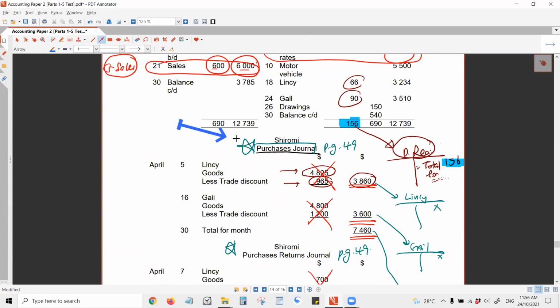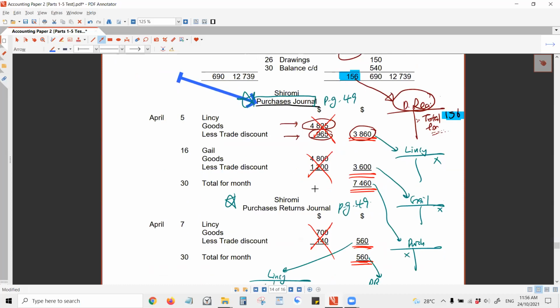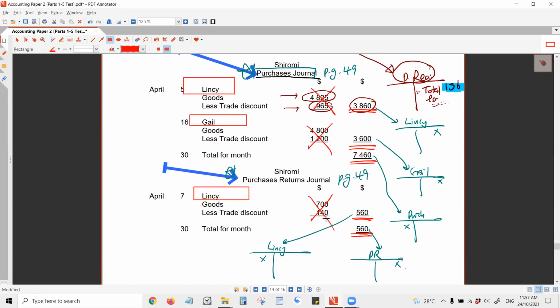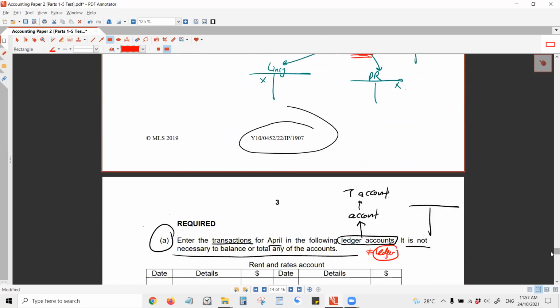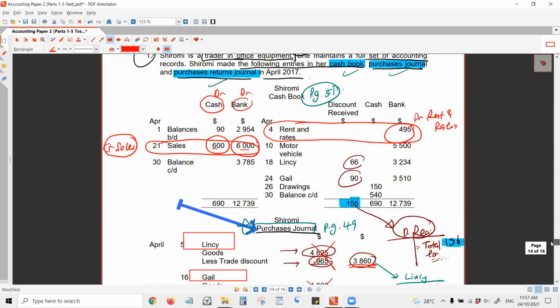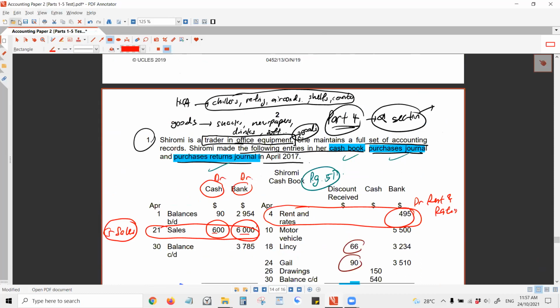When you are using the purchases journal, it means we have bought goods on credit. When you are using the purchase return journal, that means we have returned goods back to our supplier. Throughout the whole question, we are Shiromi. Lindsay is our supplier. Gil is our supplier. Okay, so I think that's it for this question, this paper, and then we move on to the next one.